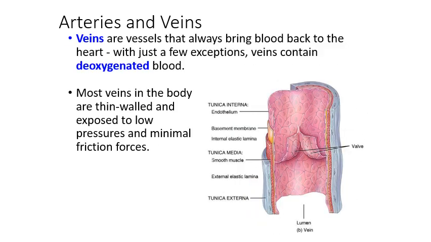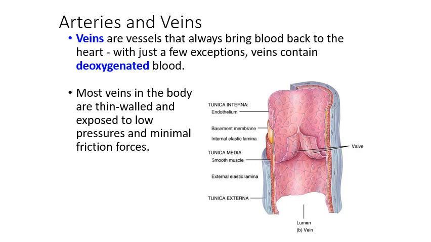All right, veins look a little bit different, right? With veins, we still have three layers here. We still have a tunica interna that's made of endothelium, a tunica media that's made of smooth muscle, and a tunica externa. But that tunica media is a lot thinner, right? So there's not as much musculature here in the veins as there is in the arteries.